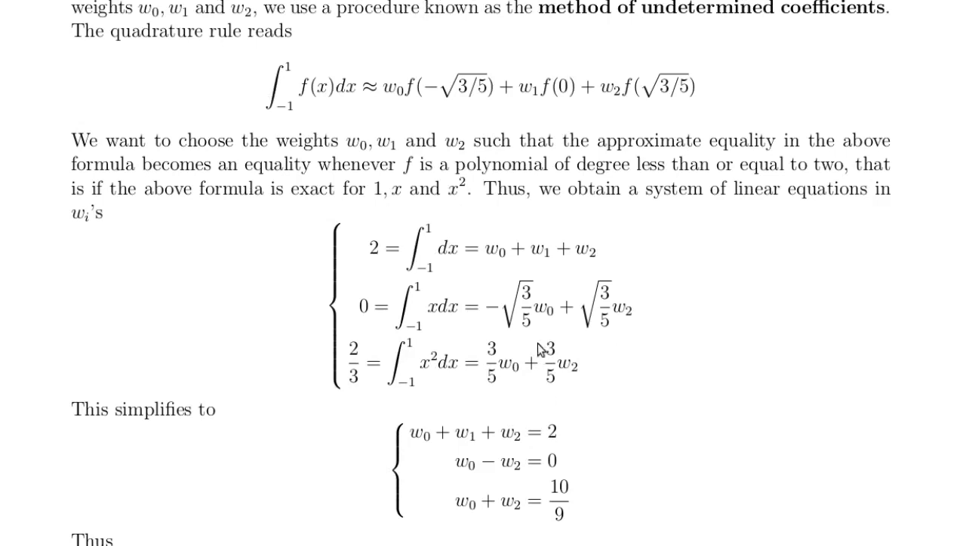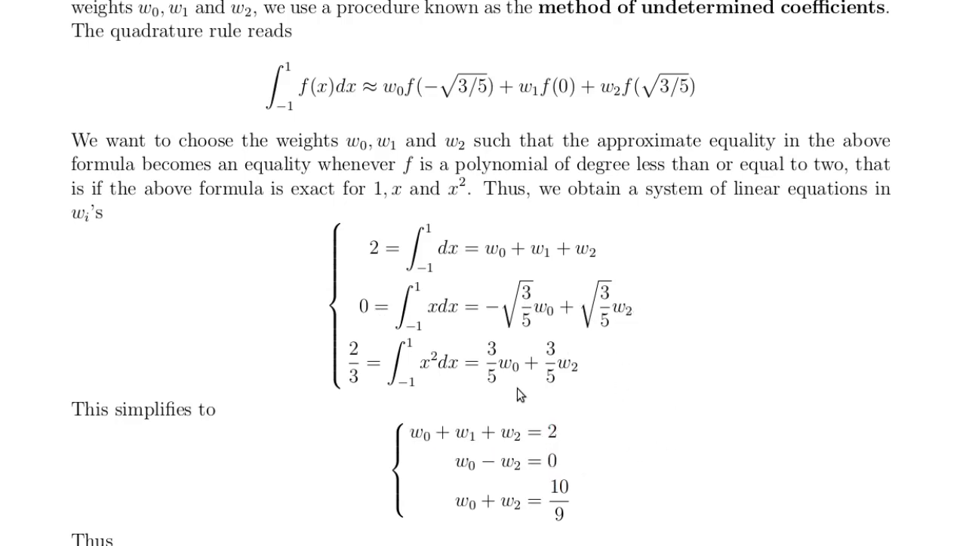So we obtain then this system, W0 plus W1 plus W2 equal to 2. So that's what we have here. That is our first equation. And for the second equation, we can see that we have the same factor here, square root of 3 by 5. So we can divide the entire equation by square root of 3 by 5. We obtain negative W0 plus W2 equal to 0. So we can multiply both sides by -1. So we obtain W0 minus W2 equal to 0, which is this second equation.